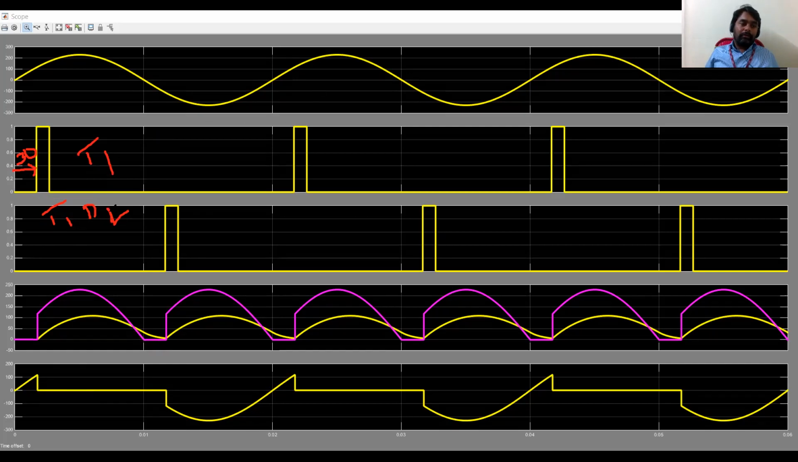T1 and D1. Right. So if you want to see what happens during the negative half cycle, if I apply a trigger impulse to T2, it will conduct, since T1, D1 is in forward bias condition. So from this point onward, from here to here, T2, D1 will conduct.